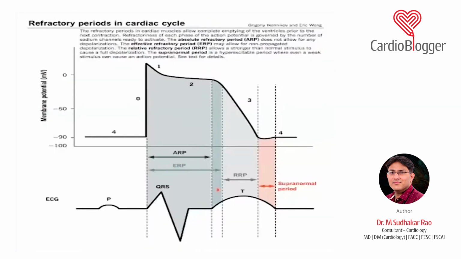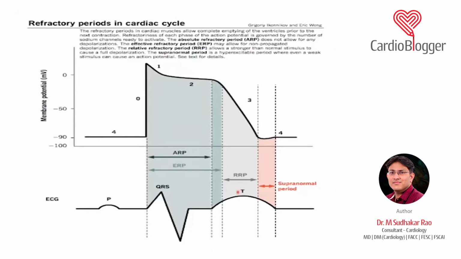Now one important thing is the refractory period in the cardiac cycle. This is the ventricular myocyte. There is something known as the absolute refractory period, the effective refractory period, and the relative refractory period. The absolute refractory period is the time where the cardiac myocyte does not allow any depolarization. Whatever the stimulus may be, it won't be able to induce a depolarization. Followed by that, there is an effective refractory period where a non-propagated depolarization can happen. It can depolarize, but it will be non-propagated. Then we have a relative refractory period.